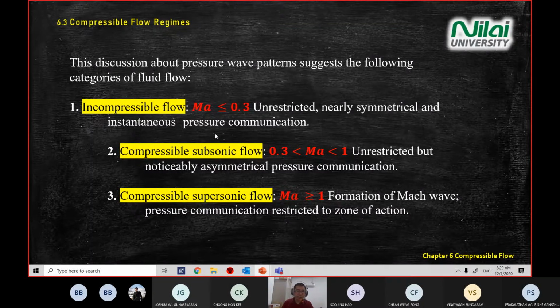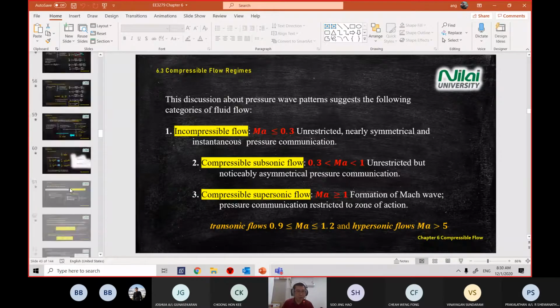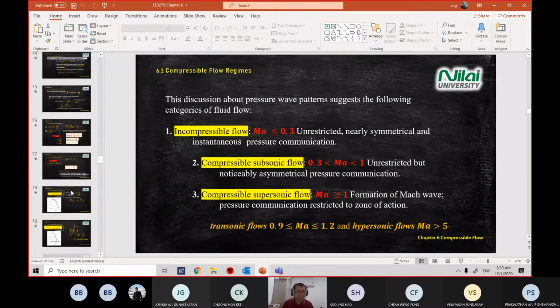Okay, so when we start chapter 6, when you answer question in exam, always start with the Reynolds number, find Reynolds number, then look at the speed, then define the Mach number, whether this is a compressible flow or incompressible flow. Okay, this is just a safety step when you do your exam paper later on.